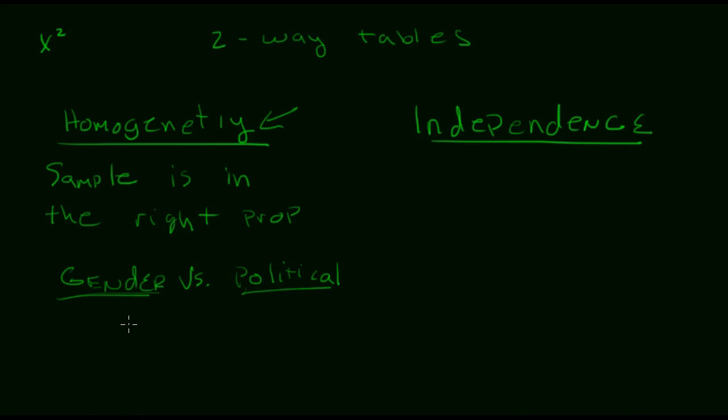Does the proportion of men that are Democrats equal the proportion of women that are Democrats? Does the proportion of men that are Republicans equal the women that are Republicans? The proportion of men that are independent equal the proportion of women that are independent? Right? When I make the two-way table of gender versus political affiliation, do I get the appropriate response? That says it is aligned over both characteristics in a homogeneous way.